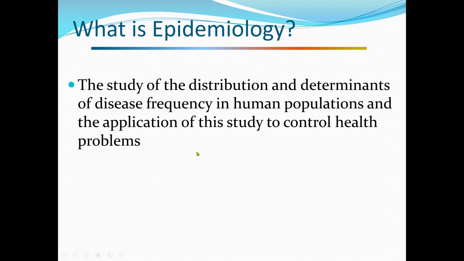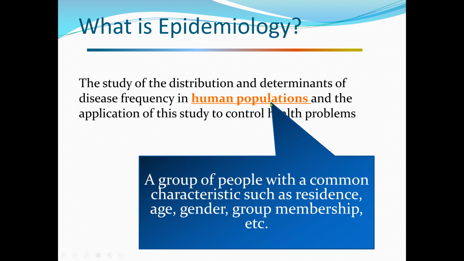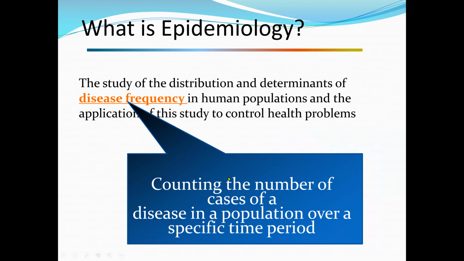The keyword here, again, is human populations. The human population is a group of people with common characteristics such as residence, age, gender, group membership, etc. Then disease frequency is based on counting the number of cases of a disease in a population over a specific time period.